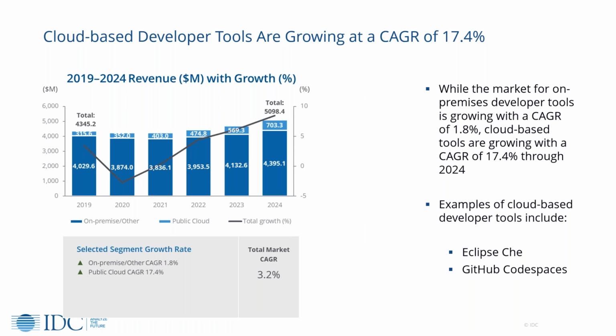This slide illustrates the growth of cloud-based developer tools in contrast to on-premises developer tools. And what's worth noting here is that in a market landscape sized at 4.3 billion, cloud-based developer tools are growing with an annual CAGR of 17.4% through 2024, whereas on-premises dev tools are growing with a CAGR of 1.8%. And so, given an overall market that is experiencing growth of 3.2%, cloud-based dev tools such as Eclipse Che and GitHub Codespaces are responsible for leading the growth of the developer tools market.